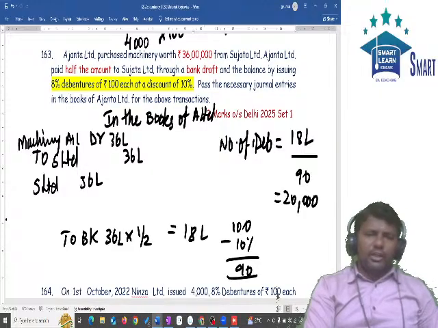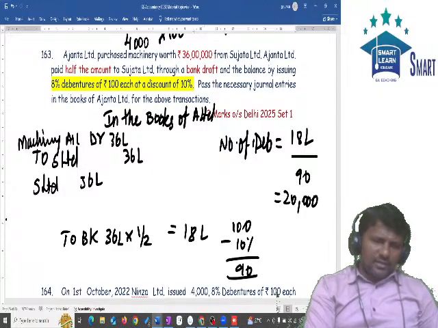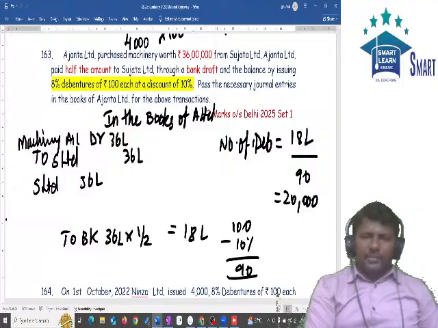For which one more entry is to be made. What is the entry? S Limited account debit. We need to pay 36 lakh, we already paid 18, so remaining is 18. 12 percentage debenture. How much is the percentage?